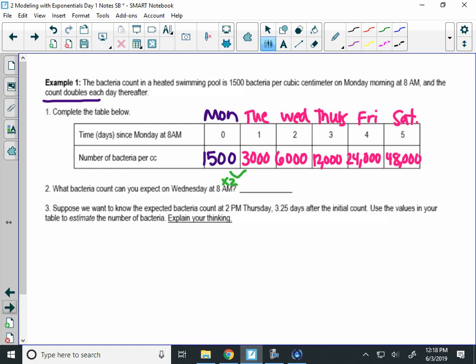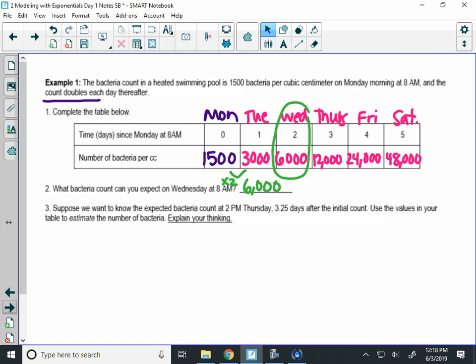Now it says, what's the count on Wednesday at 8 a.m.? Well, remember, Monday was day 0, so Tuesday would be day 1. Wednesday's day 2. That means on Wednesday, there were 6,000 bacteria in the swimming pool. Now it says, suppose you want to know the bacteria count on Thursday at 2 p.m. So it's 3.25 days since Monday at 8 a.m.